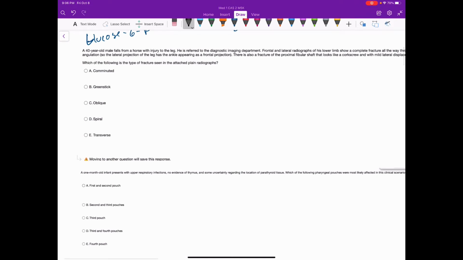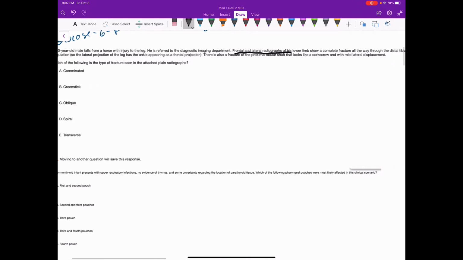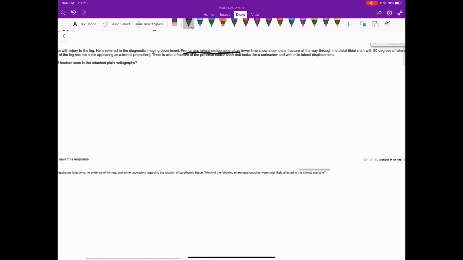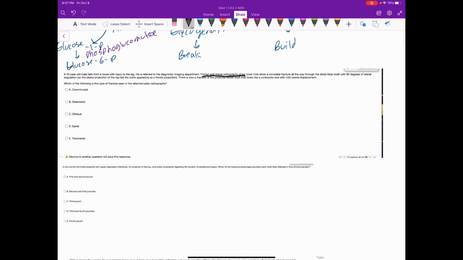Okay, number 2. A 40-year-old male falls from a horse with an injury to the leg. Okay, he falls off his horse, injures his leg. He is referred to the diagnostic imaging department. So this means he's going to get an MRI probably or an X-ray, something like that, right? He's going to get an image. What type of image? Frontal and lateral radiographs of his lower limb show a complete fracture all the way through the distal shaft with 90 degrees of lateral angulation. Okay, what does this mean?